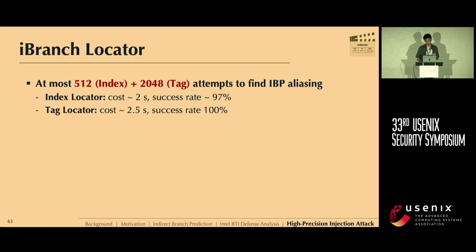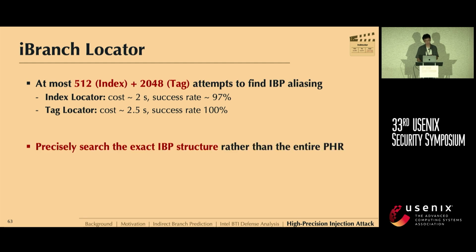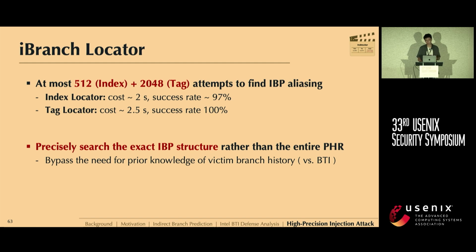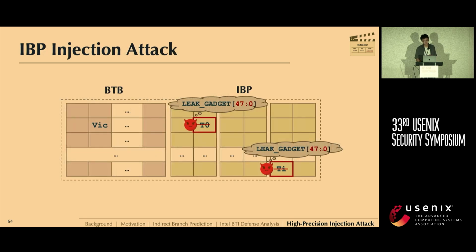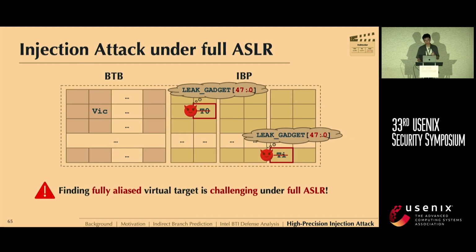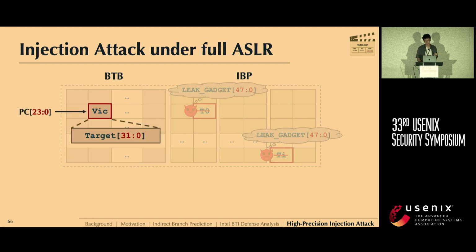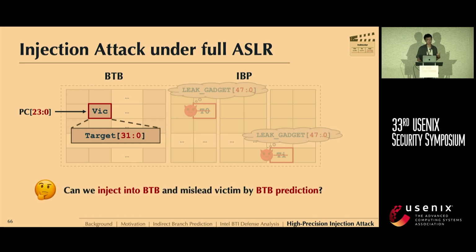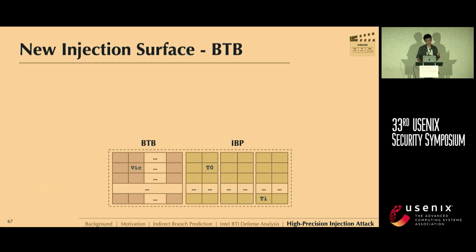Using iBranch Locator, we need at most 512 plus 2K attempts to get IBP aliasing. Because we have precisely searched the exact IBP structure, it bypasses the need for knowing the victim branch history, and the total search time is stable and efficient. After getting the aliasing, IBP injection can be launched. However, under full ASLR, finding a fully aliased virtual target is challenging. While BTB stores a 32-bit target, which sounds more feasible to break, can we inject into BTB and mislead indirect branches by BTB prediction? The answer is yes.